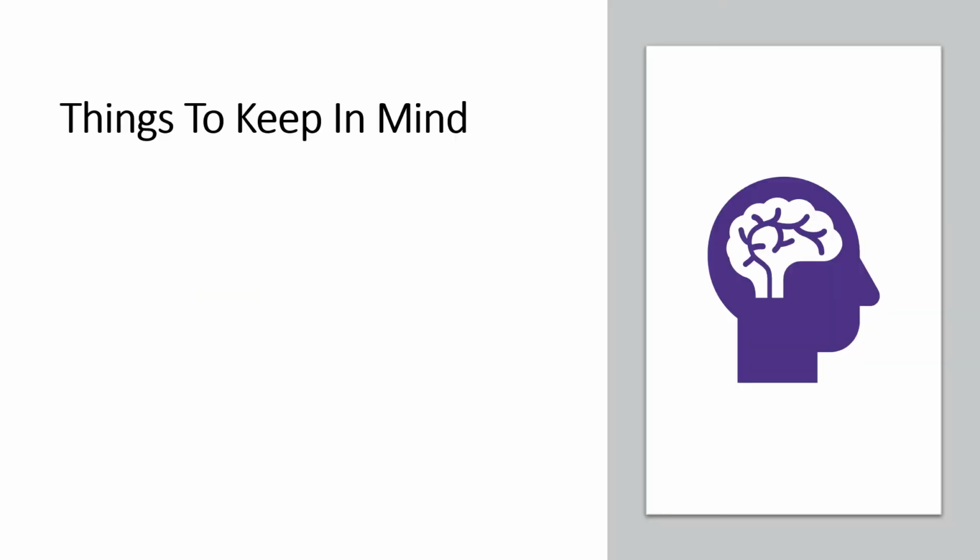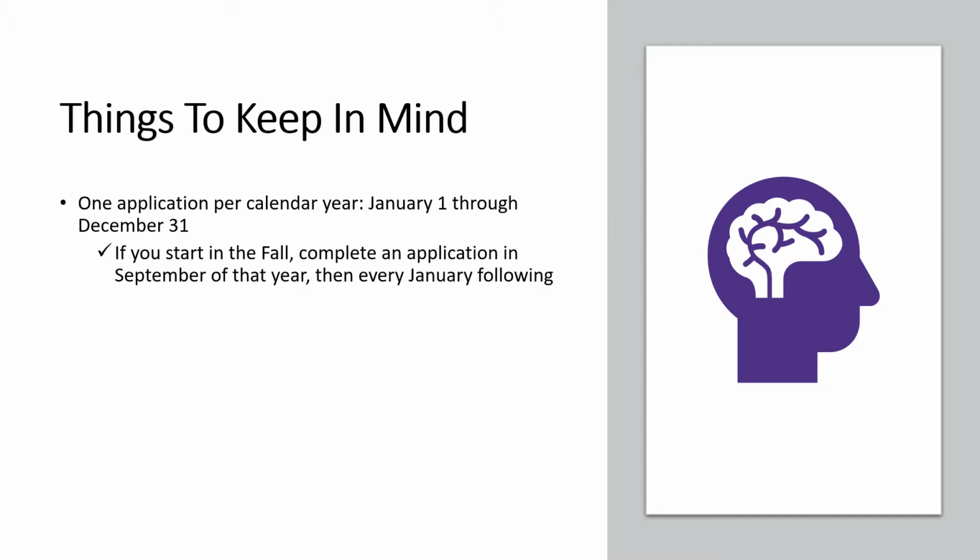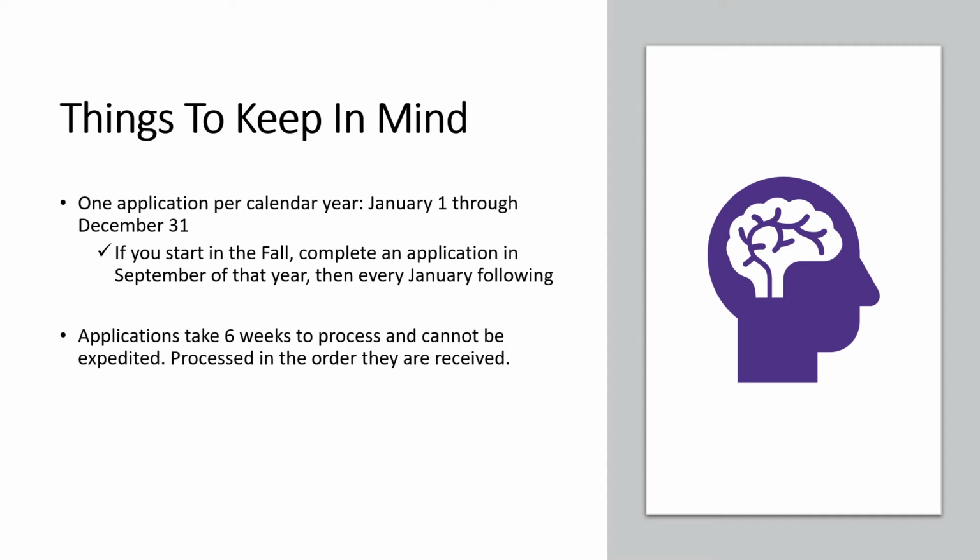A few things to keep in mind when applying for the Employee Reduced Benefit. Only one application is required per calendar year. That's January through December, not academic year. If you start in the fall, you'll complete an application in September, and that will cover you for the entire year. Then, every January following, complete a new application for that calendar year.